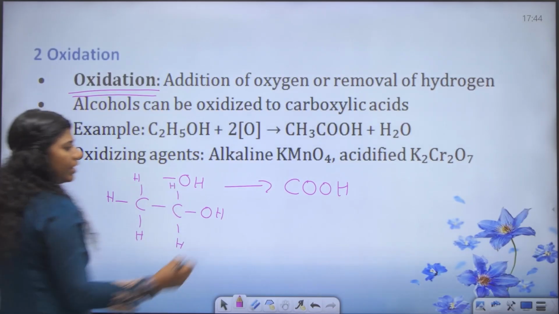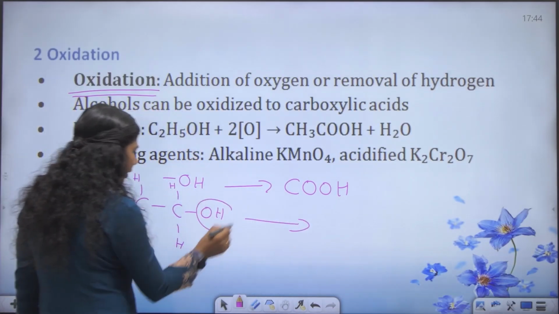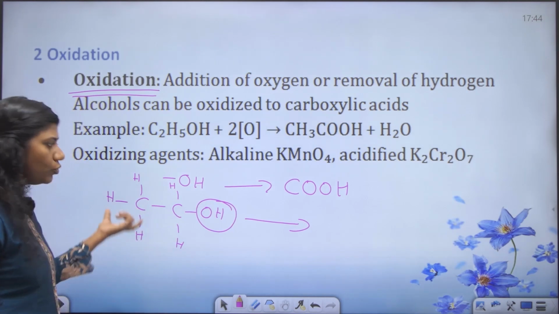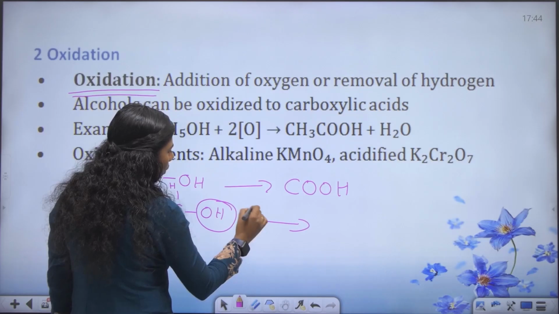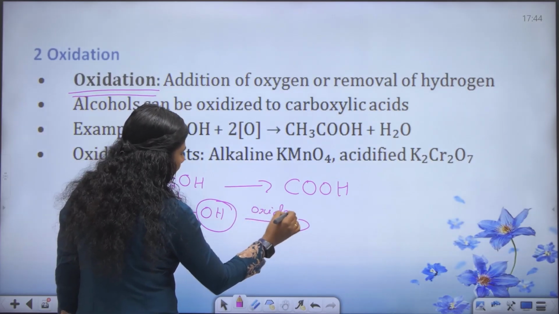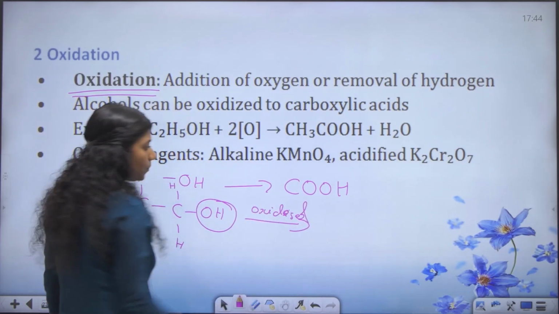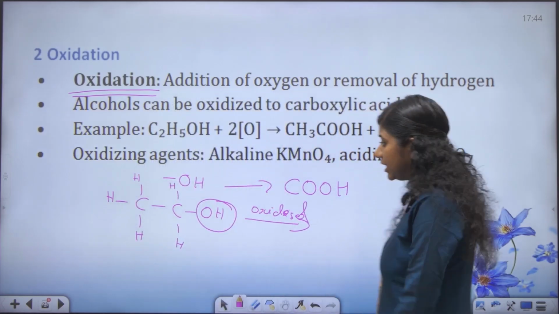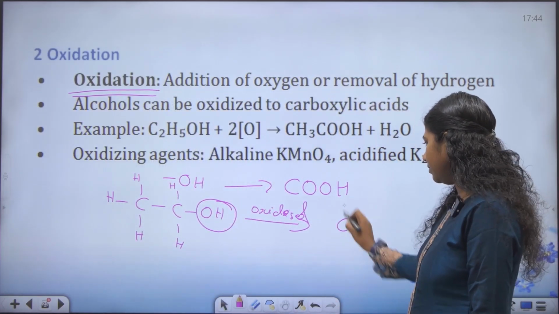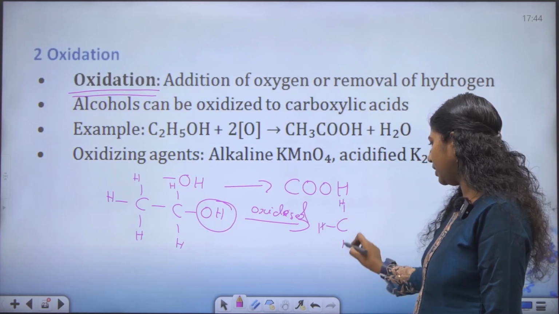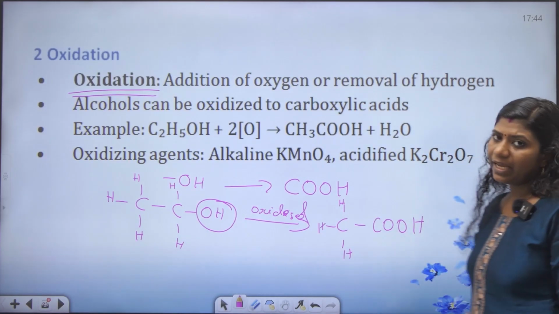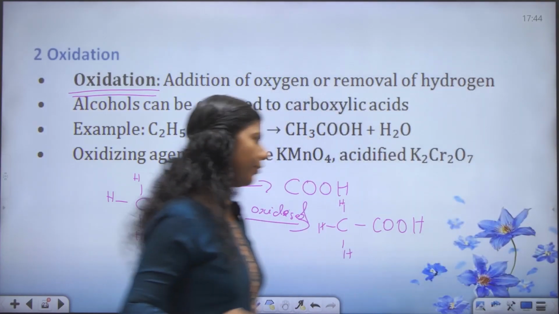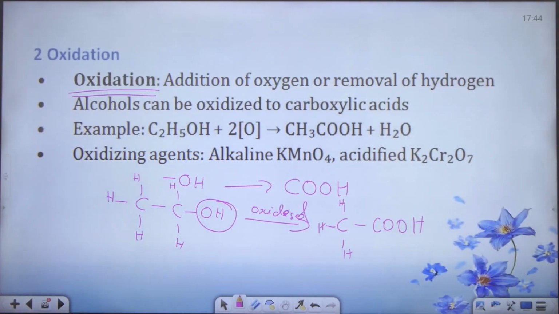Okay. This one is oxidized ethanol, alcohol. The total number of carbon atoms is 2, and the functional group is OH. It is ethanol. It is oxidized to form the corresponding carboxylic acid. The total number of carbon atoms is 2, so the corresponding carboxylic acid is ethanoic acid, CH3COOH. Alcohol can be oxidized to the corresponding carboxylic acid.